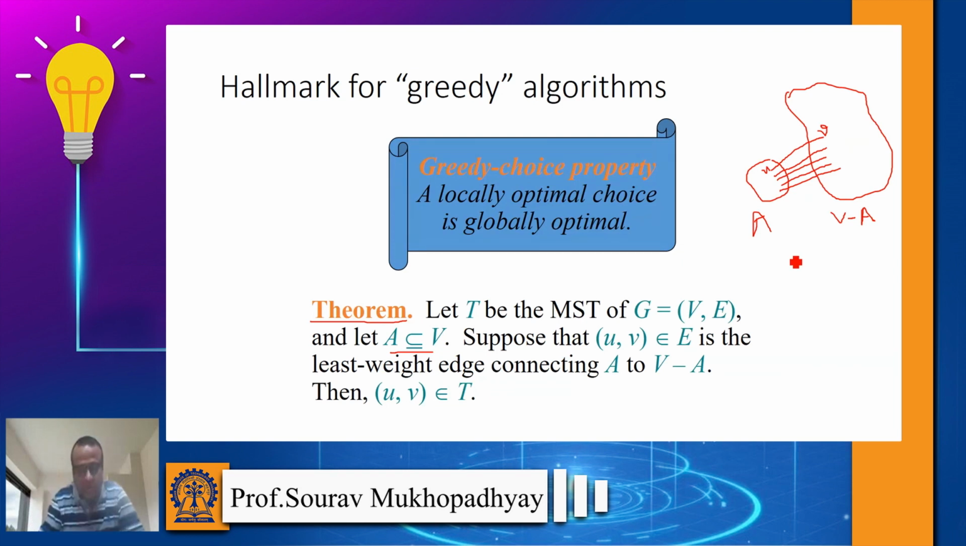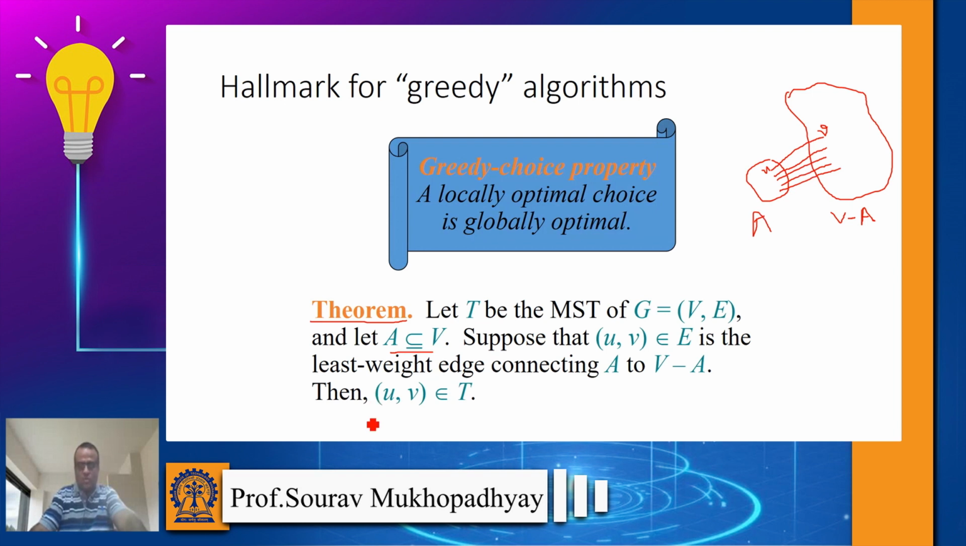Now we have to prove this. So this is the greedy choice, the locally optimal choice. Because if we have to choose an edge and we are looking for the minimum spanning tree, obviously we should choose the minimum one. That is the greedy choice, and it is locally optimal, because we are looking for the minimum spanning tree.